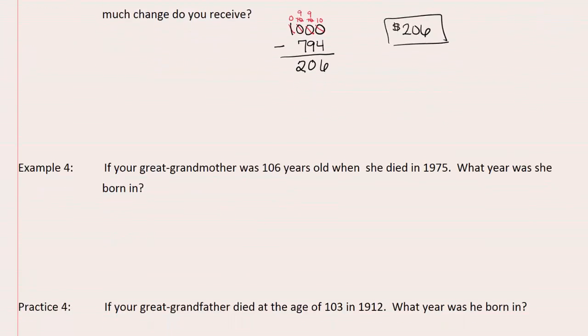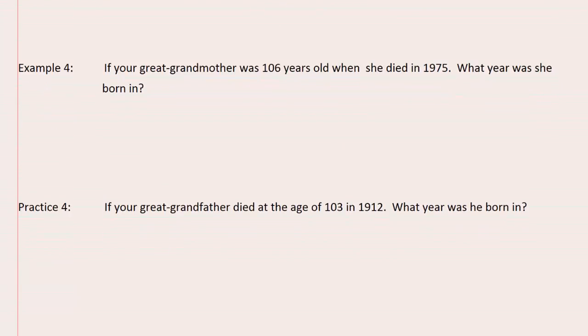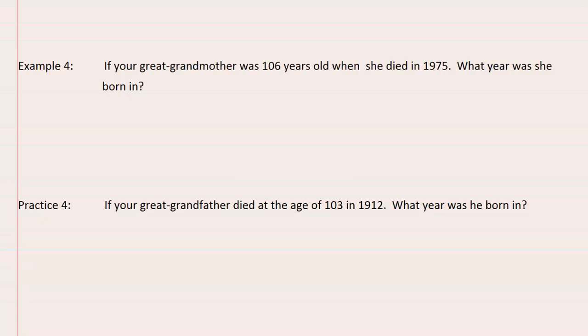Now let's look at example number 4. Example number 4 says, if your great-grandmother was 106 years old when she died in 1975, what year was she born in? Okay, so our important information is how old she was and when she died. We also need to think about how would we figure this out.